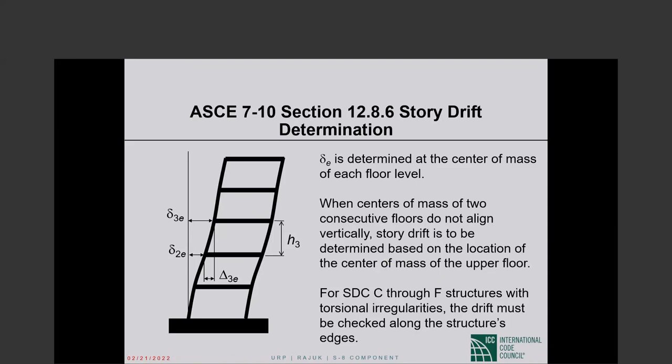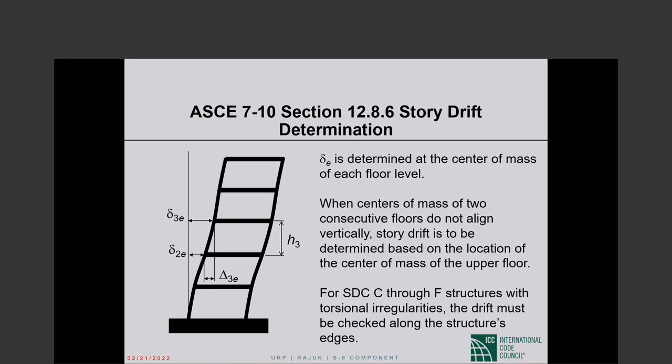However, if the centers of mass of level 3 and level 2 are not vertically aligned, then the interstory drift would be the deflection at the center of mass of level 3 minus the deflection at a vertically aligned point below the center of mass of level 3 on level 2. Okay, so when centers of mass of two consecutive floors do not align vertically, story drift is to be determined based on the location of the center of mass of the upper level. You go with the center of mass of the upper level and a point vertically below that center of mass on the level below.